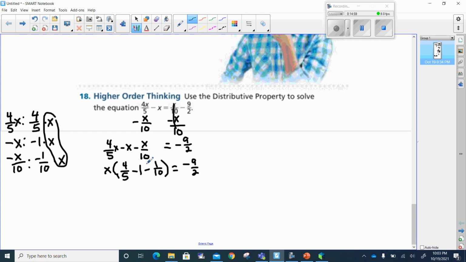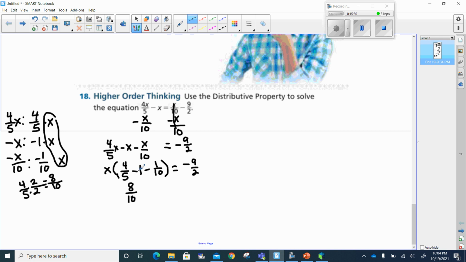Now I can solve for what's in the parentheses because they're all common numbers, as if I couldn't have solved it before. But they did want us to use distributive property, and that's what we're doing here. So I've got to find a common denominator. That's going to be 10. I'm going to have to multiply 4 over 5 by 2 over 2, because that will give me a 10 as a denominator, and 4 times 2 will give me 8. So this is going to turn into 8 over 10.